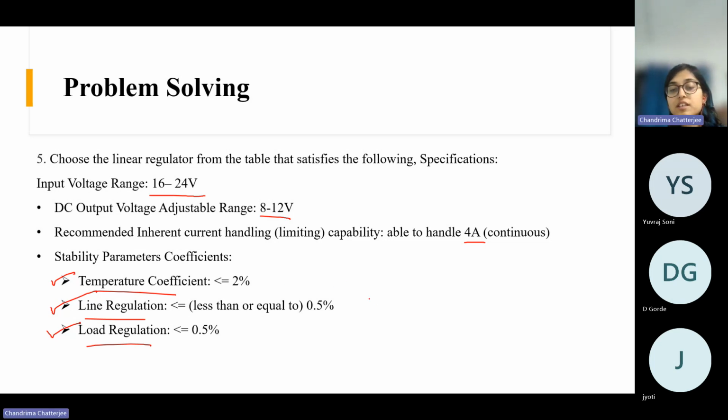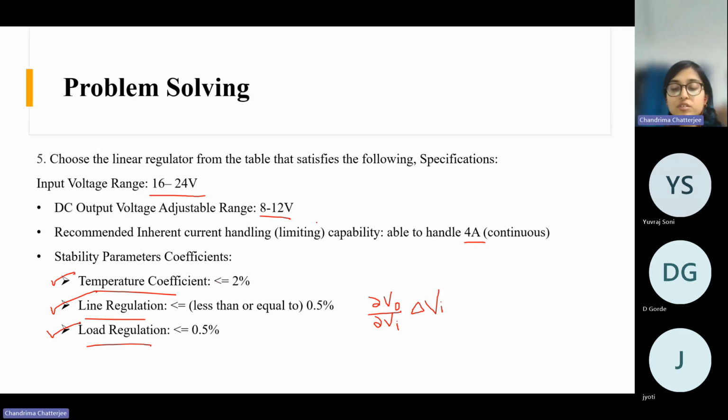Line regulation is basically your del V naught by del Vi times Vi. Similarly, there is load regulation, that will be del V naught by del Vi times del V naught. And we also have the temperature coefficient. You can see sir's lecture, where you will get one lecture where the performance parameters are given.